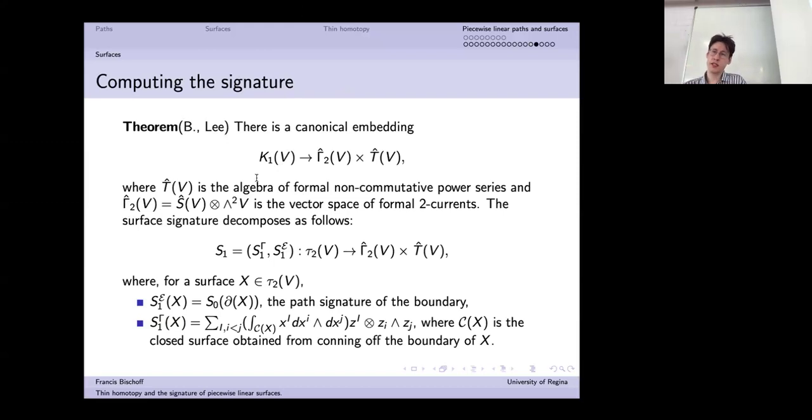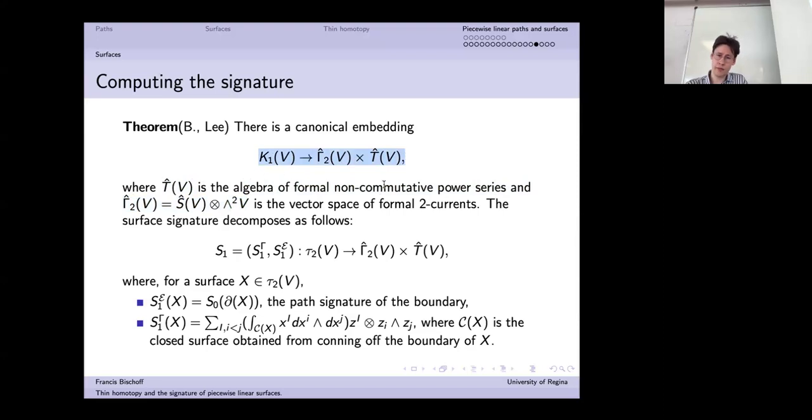So this one is, how do you explicitly compute the signature? So here's a formula for how you actually compute the signature. So I guess this answers the question of Gabriella. So this group of formal surfaces canonically embeds into this product, where this TV is the algebra of formal non-commutative power series. And this thing is this vector space of formal two currents, just power series, tensor wedge 2 of V. So there's a canonical embedding like this.